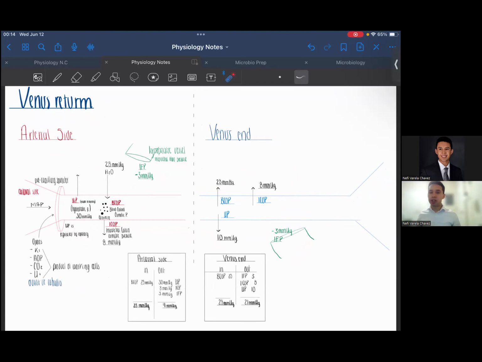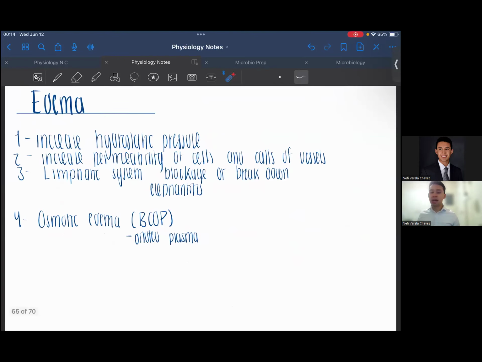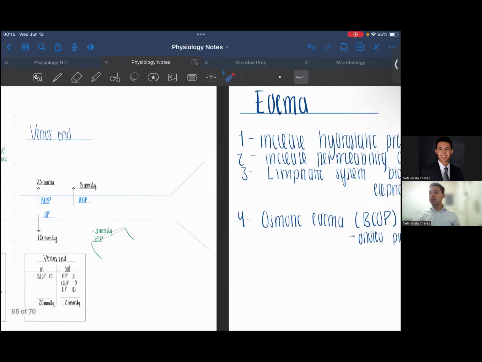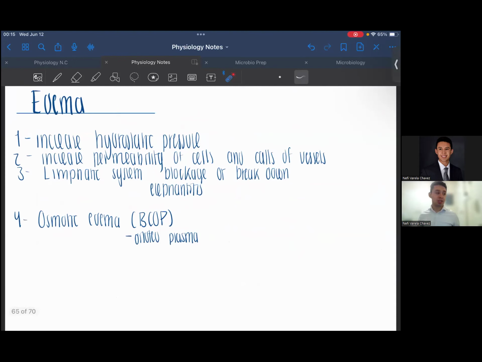But in some situations, some things can cause something named edema. Edema means accumulation of water in the interstitial space. This can cause abnormalities, like pathologies such as swelling. Okay, so what can cause this? For example, first, I have four things, sorry, that are going to cause edema that I know.